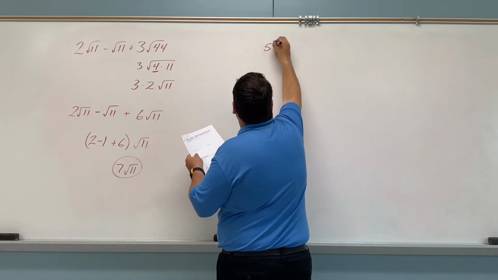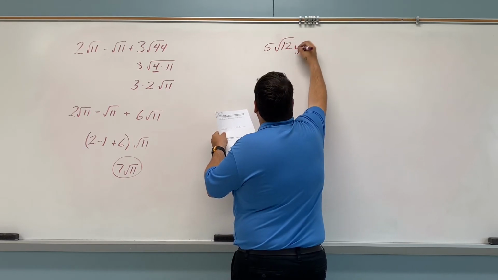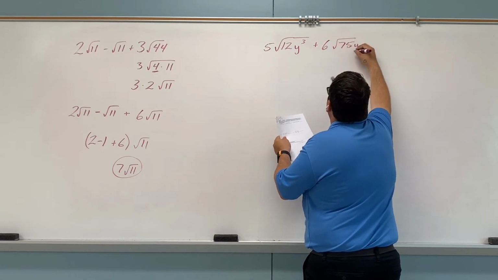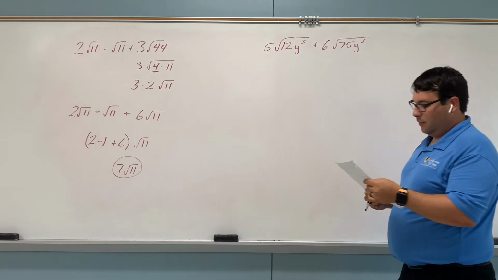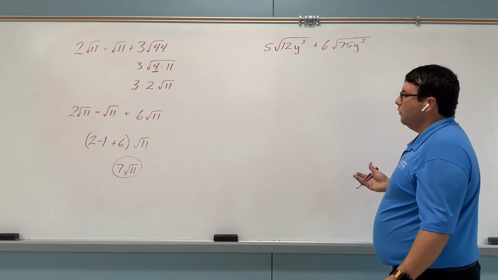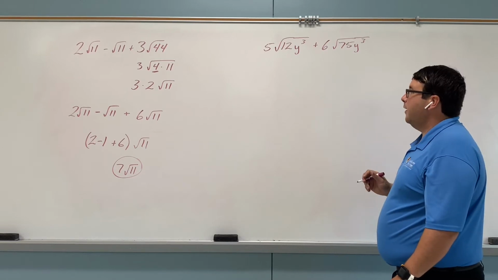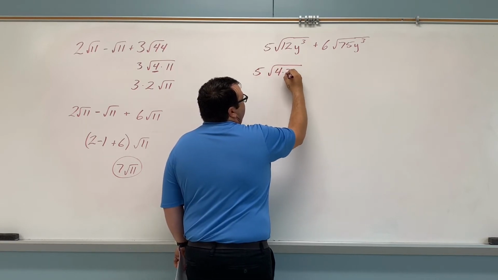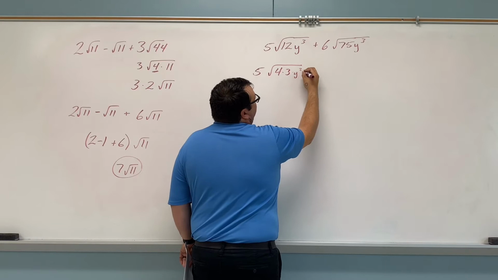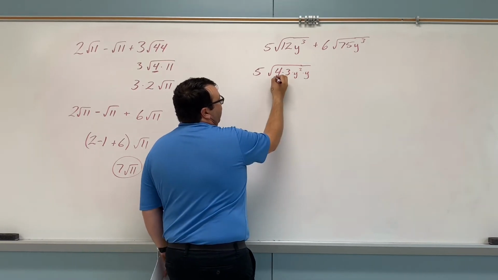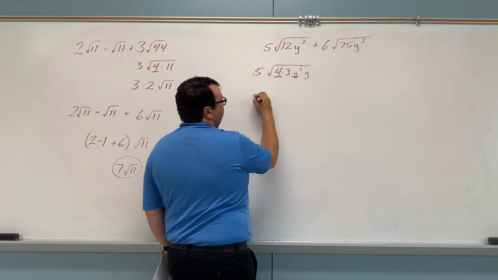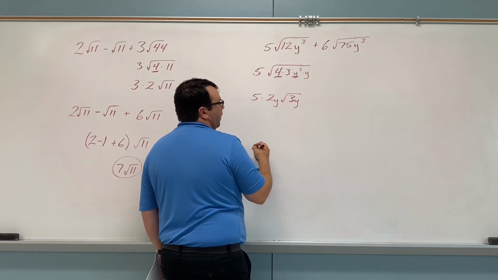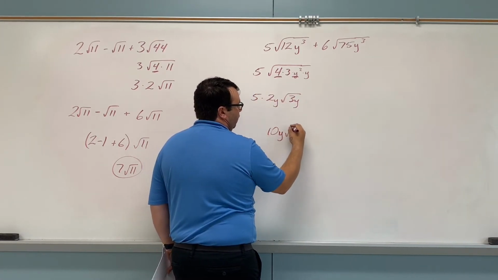All right, this next example, I have 5 square root of 12y cubed plus 6 square root of 75y cubed. Are these presently like radicals? The answer is no. Can I simplify them? Let's see. 12 can break down into 4 times 3. The y cubed can break down as y squared times y. I can pull out a perfect square here and here. So I have 5 times 2y, square root, I have 3y left over. This comes out to 10y, square root 3y.